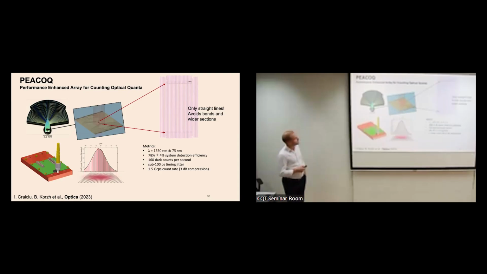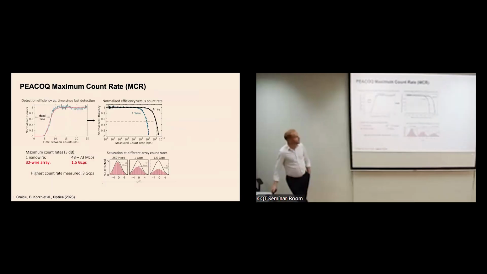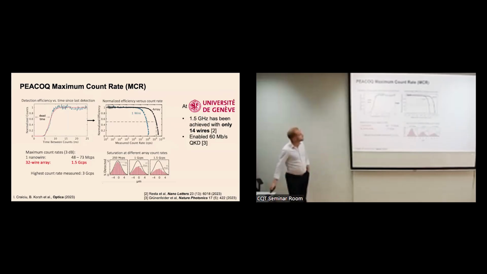So it's actually rather straightforward. You can create an array of high count rate SNSPDs. In this case, this is just a bunch of straight lines coupled to a single optical mode, and we demonstrated 1.5 gigacounts per second with the system. So this is one wire count rate, and then this is the full count rate, 1.5 gigacounts per second. If you want to do ultra high speed quantum communication, this is kind of what you need to do.